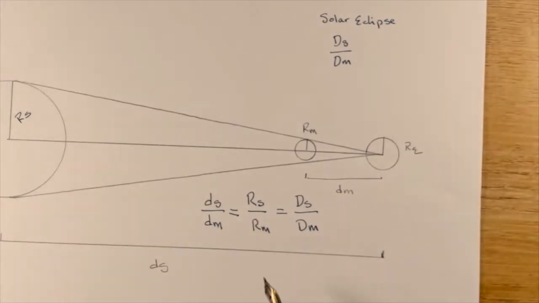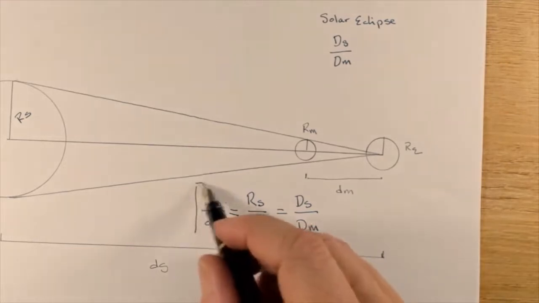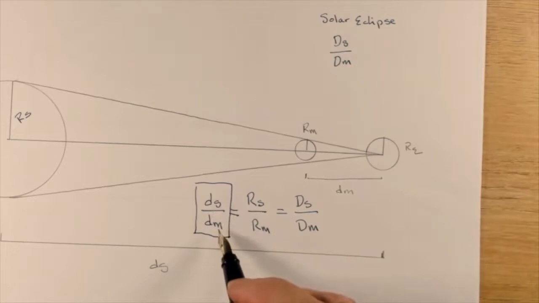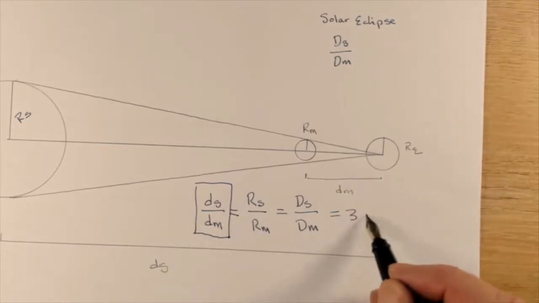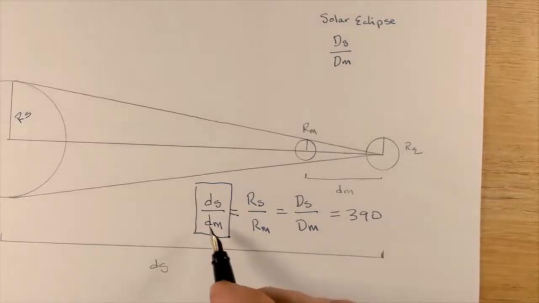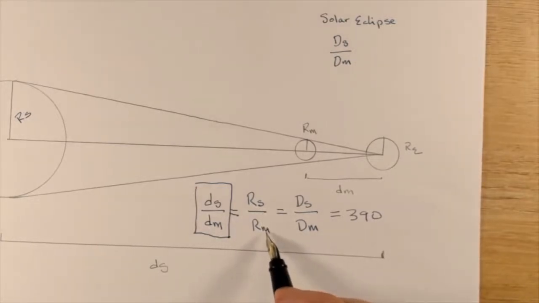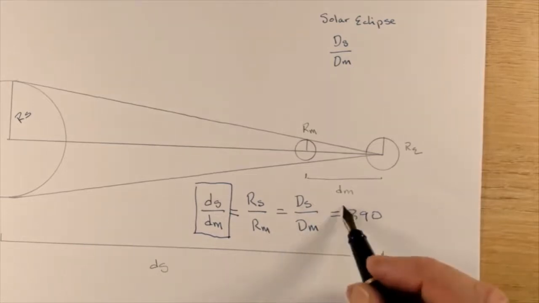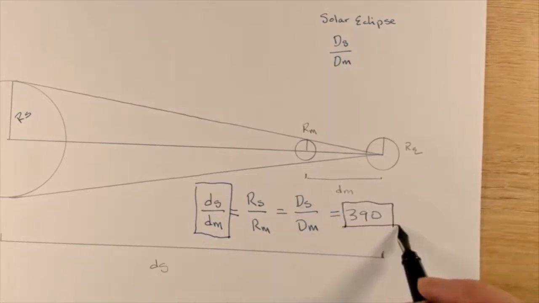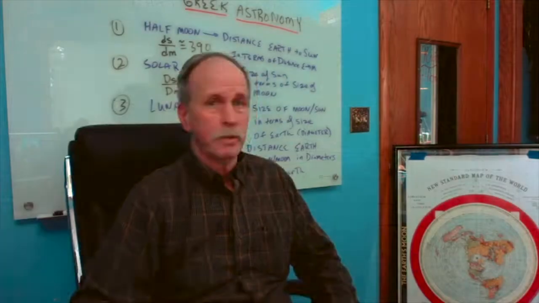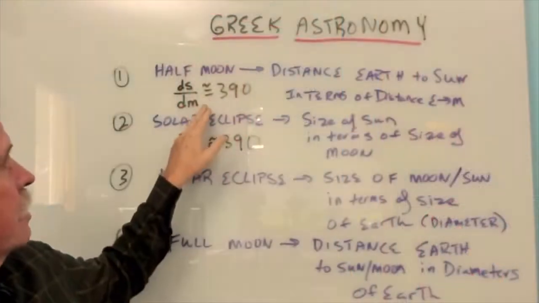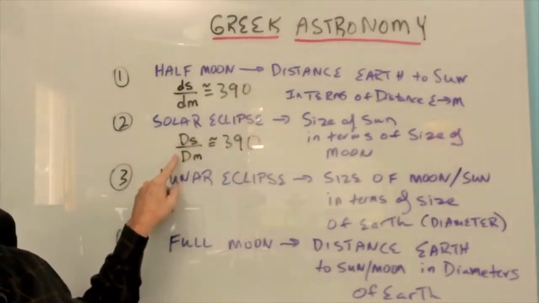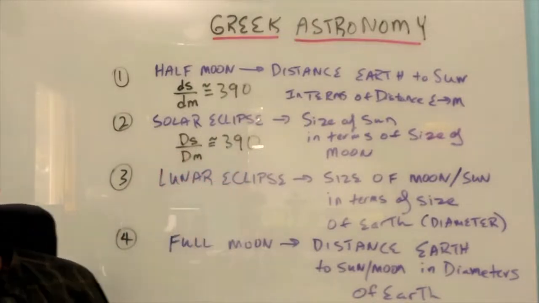Now this makes the answer rather simple because we have just determined that the distance to the sun over the distance to the moon equals 390. So it follows that the radius of the sun over the radius of the moon and the diameter of the sun over the diameter of the moon also equal 390. Well, that was pretty straightforward, wasn't it? The distance to the sun over the distance to the moon is 390. The diameter of the sun over the diameter of the moon is also 390.